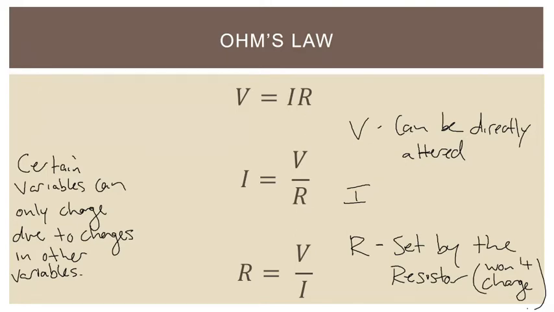The voltage can be directly altered. And so what that tells us here is that the current depends on the values of the voltage and the resistance.